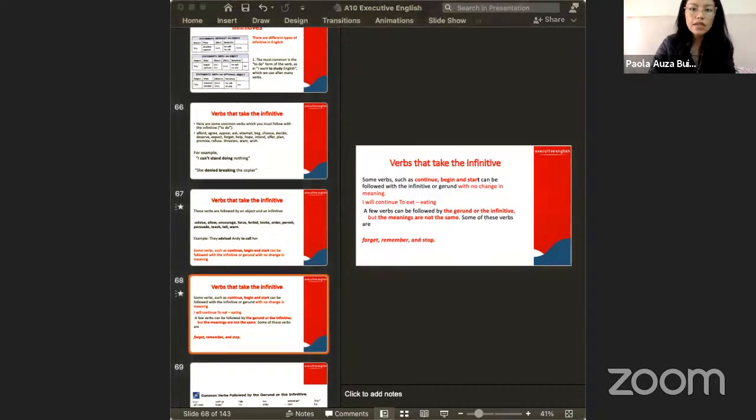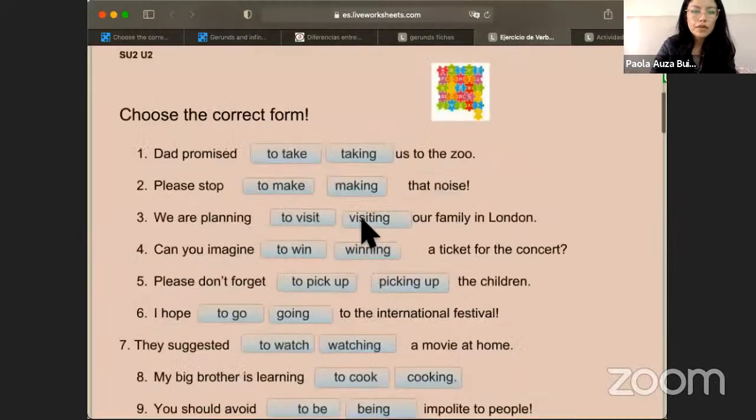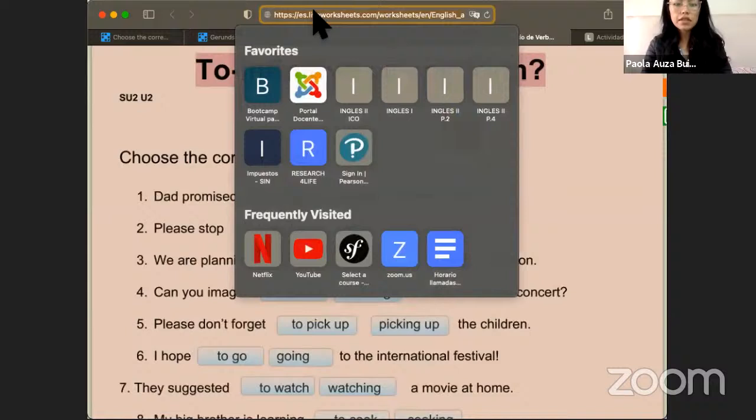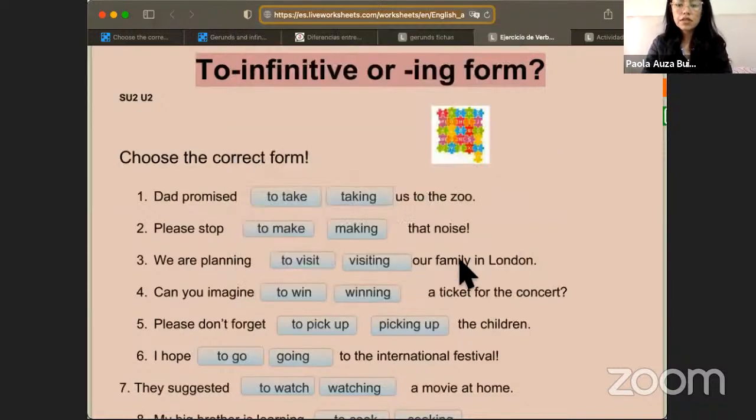It's quite easy. Let me share the exercise, please. Okay. So we're going to work on this exercise. Let me share this through the chat. You're simply going to choose one or another. All right. Please click on the link and share your screen. Okay. Thank you.